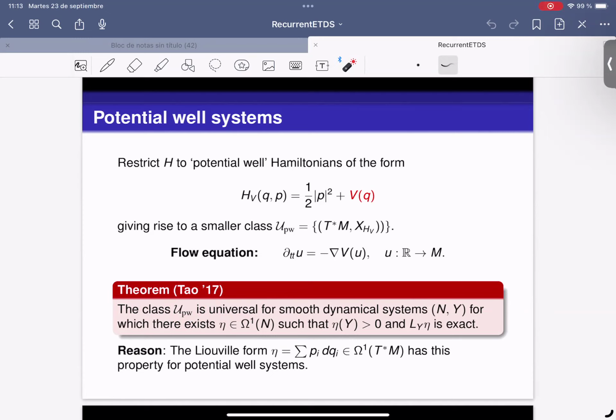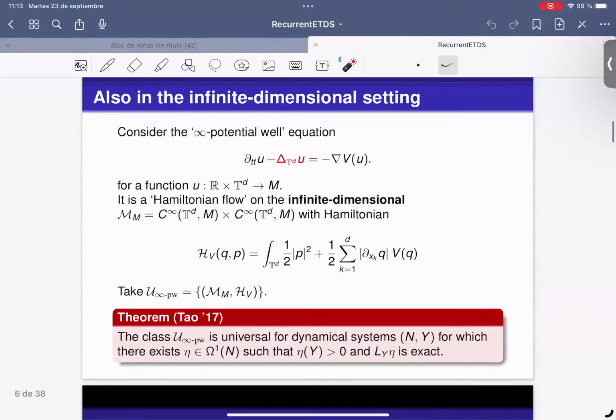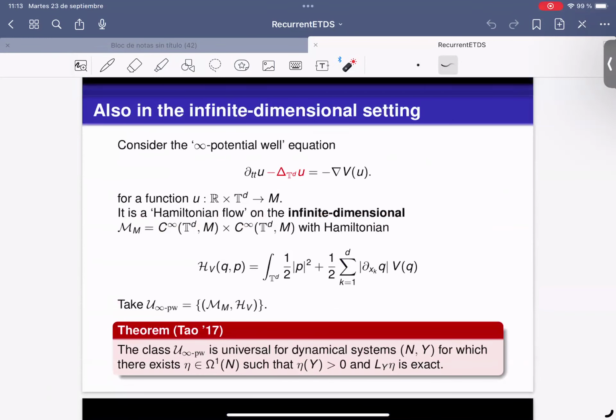That is doing the same, but as an embedding in an infinite dimensional manifold. So let's consider the infinite dimensional potential well. The idea is, okay, I want to consider the same potential well equation, but I want to add this term. So u is now a function both of time and some spatial coordinates that are periodic. And now I want to consider this equation that is the same equation as Newton's second law, but with this extra term.